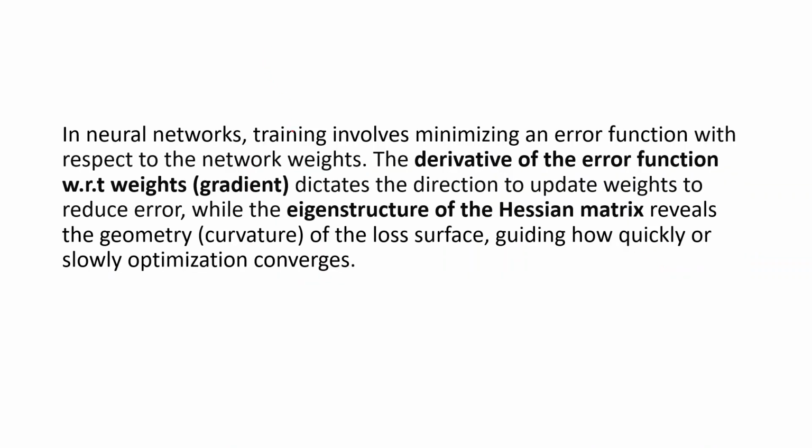In neural networks, training involves minimizing an error function with respect to the network. That is, we always have to minimize the error with respect to the weights. Therefore, the derivative of the error function with respect to the weights, the gradient, dictates the direction to update the weights to reduce the error, while the eigenstructure of the Hessian matrix reveals the geometry, or the curvature, of the loss surface, guiding how quickly or slowly the optimization converges.